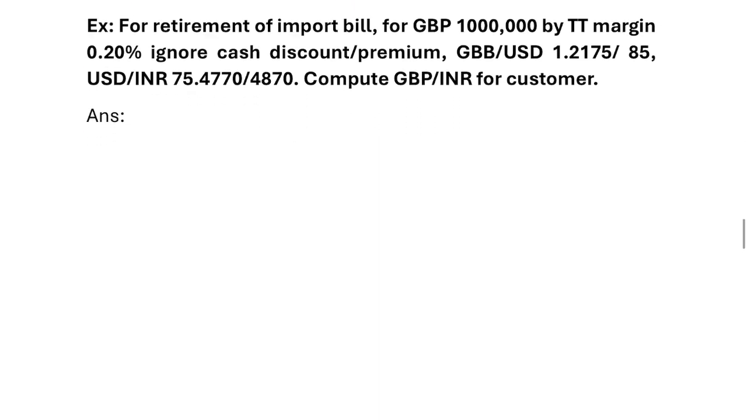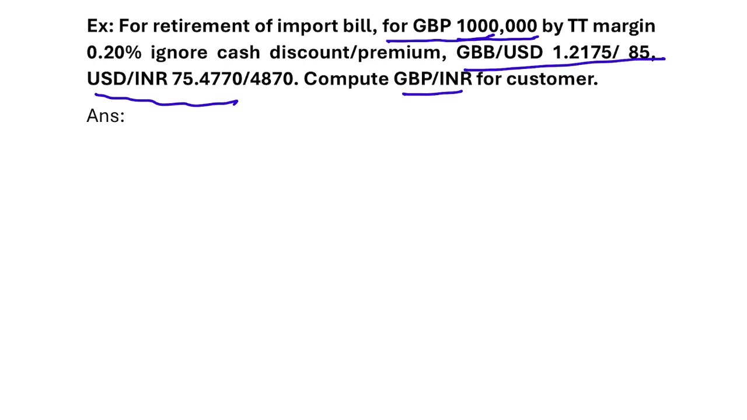See, for retirement of import bill for GBP 1000 rupees. GBP is not 1000, it's 1 million. By TT margin. What is TT? TT is nothing but telegraphic transfer. Okay, I will explain later. TT margin 0.20. Ignore cash discounts or premium. GBP by USD is equal to this much rate, USD by INR this much rate. Compute GBP by INR for the customer.